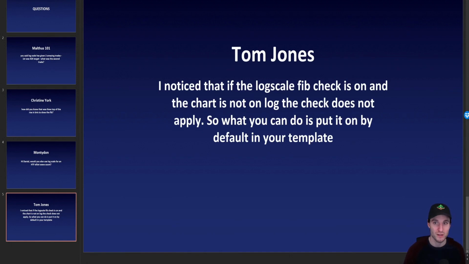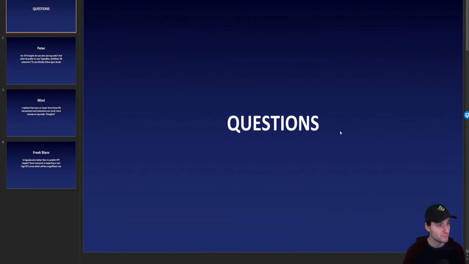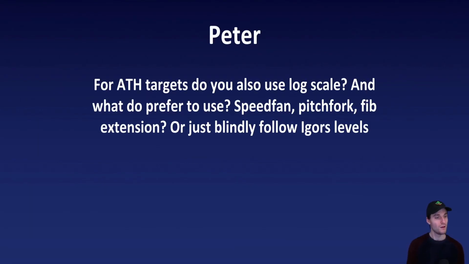Yeah. Those are those questions. That was part number 2. We have more questions coming in, and we'll take a look at Bitcoin. All-time high targets. Do you also use log scale? And what do you prefer? Speed fan, pitchfork, fib extension, or just blindly?